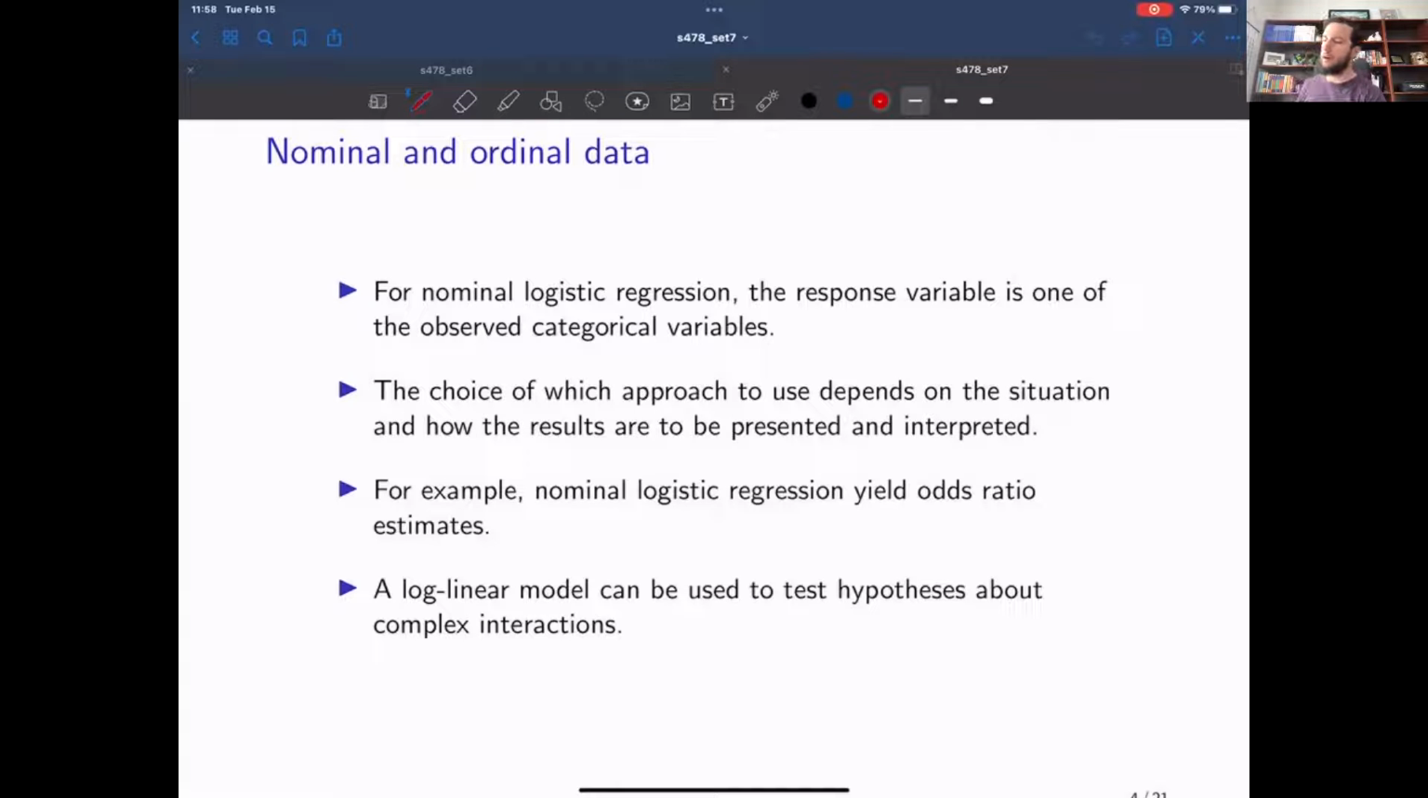The nominal logistic regression model yields what is called an odds ratio. So the logistic regression model gave us the log odds, or the odds of a particular event directly. This is going to give us the ratio of the odds of the presence of an event over the absence of an event. So this is not the same thing as the odds. It's a ratio of 2 different odds from 2 different events. So we'll talk more about that in a little bit, and I'll define the odds ratio explicitly.